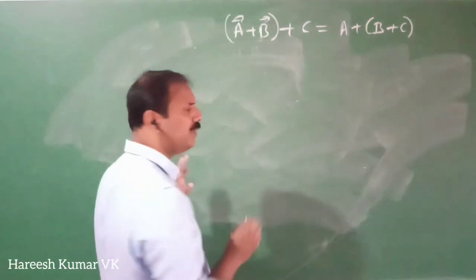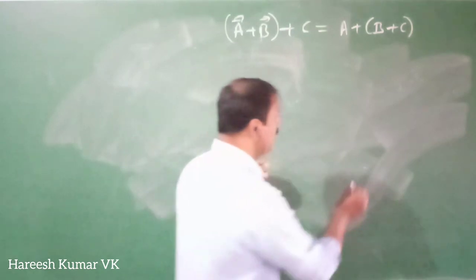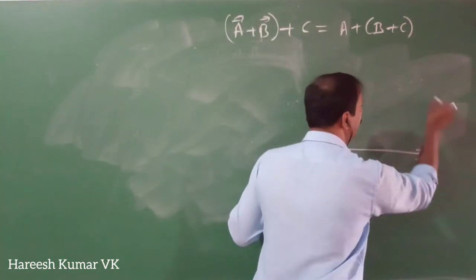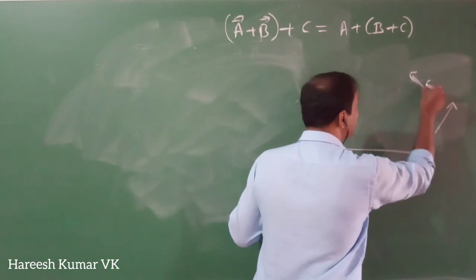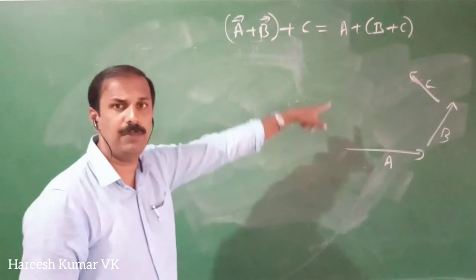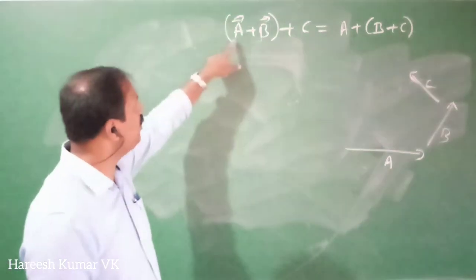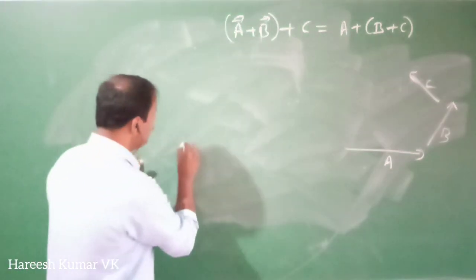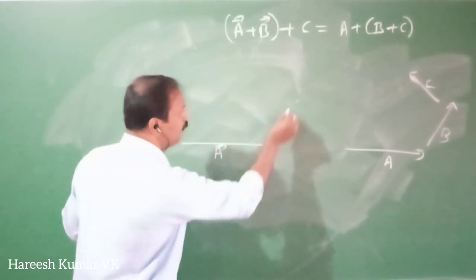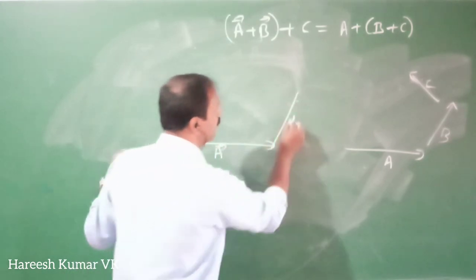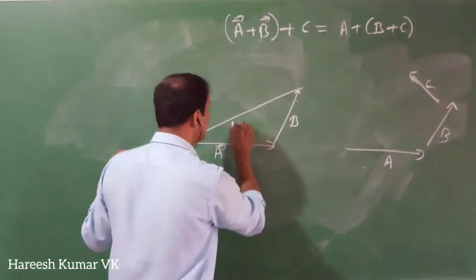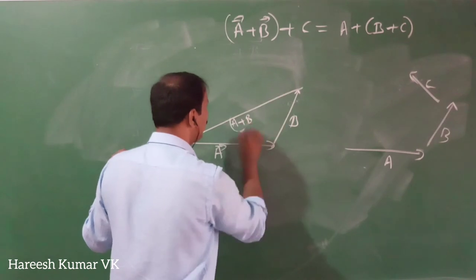So for example, first we have to define what is A, what is B and what is C. So let this be A, this is B and this is C. Same thing you should remember, A, B and C we already marked. So first we have to take A plus B. So this is A plus B. So what is this one? This is A plus B. I think you understood.